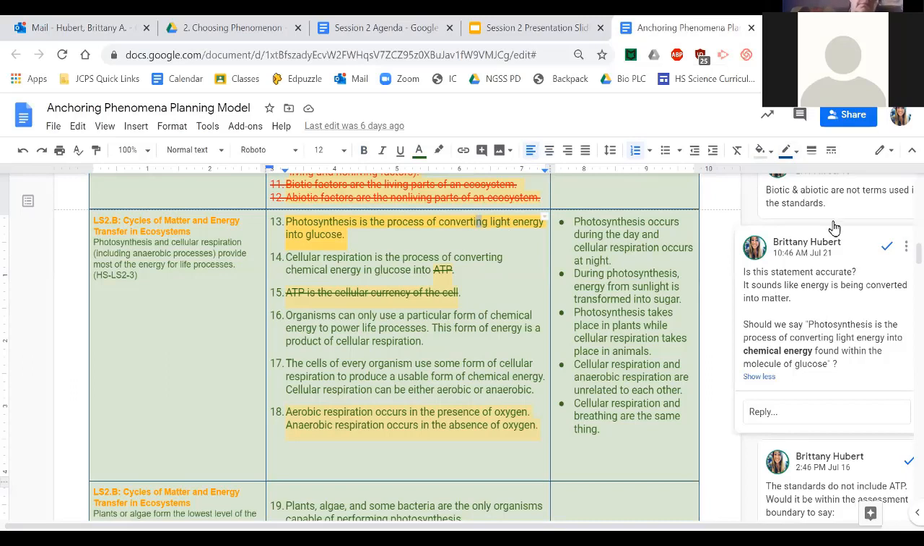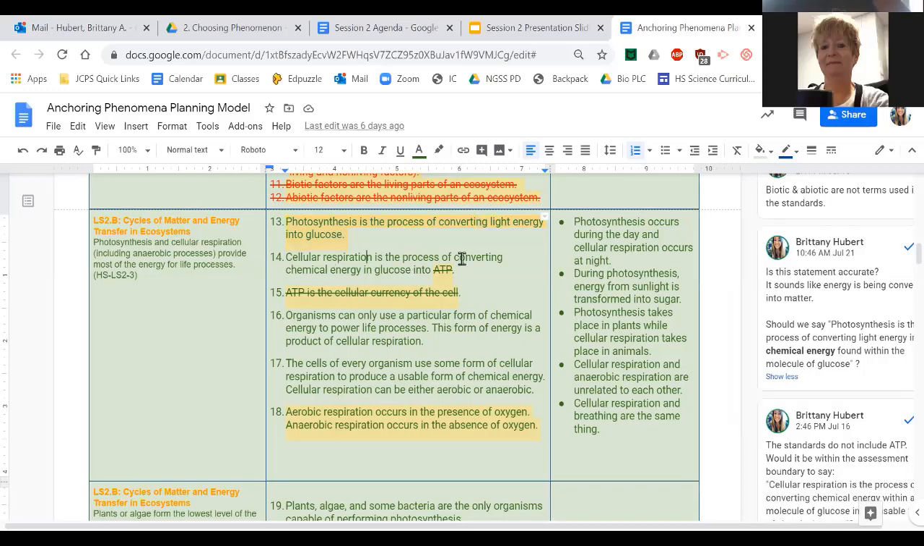And so that's important because as teachers, if this is what we're thinking, then this is what we're saying. And so there's confusion that's being given to students, or the possibility for confusion. And so that's something to keep in mind as we're writing out science ideas, is making sure that we're being as scientifically accurate as possible. And so the next one we said, cellular respiration is the process of converting chemical energy in glucose into ATP.